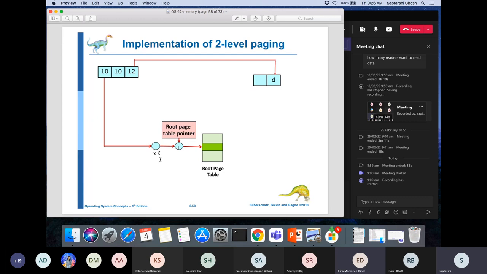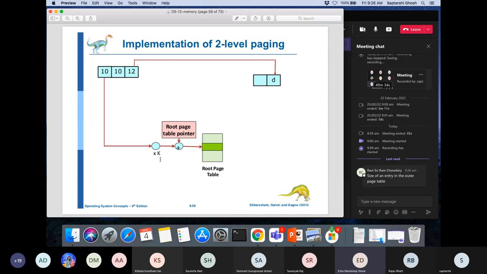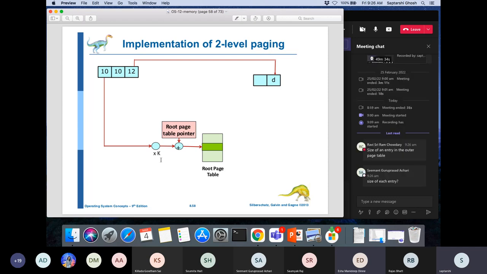Anyone? What is k? Exactly what Ravi says. K is the size of an entry in the outer page table. Good. Yeah, what Simant also said, this is the size of each entry.